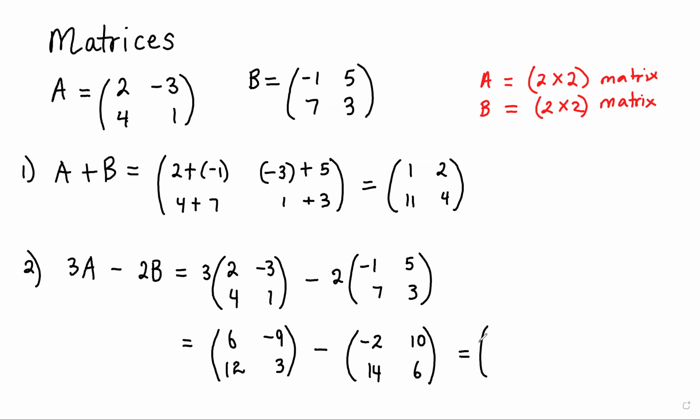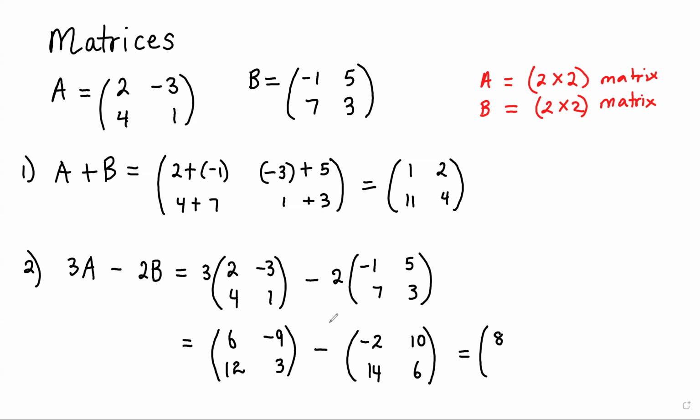So if you have to subtract these two matrices, similarly, you're going to subtract the terms in the corresponding places, right? So the first one would be 6 take away -2. Well, 6 take away -2 would really turn out to be 6 plus 2 because this minus and this minus will change to a plus. So 6 take away -2 would be 6 plus 2, which is 8.